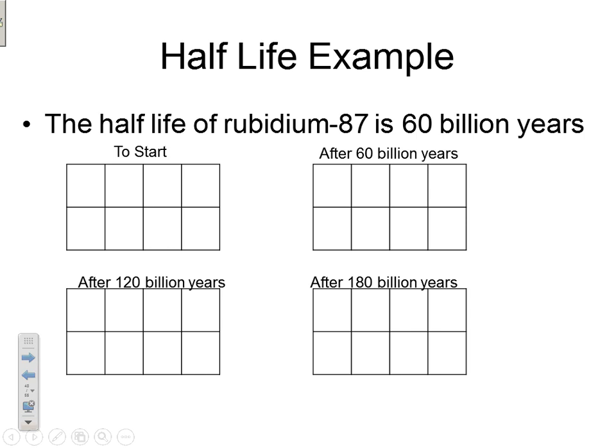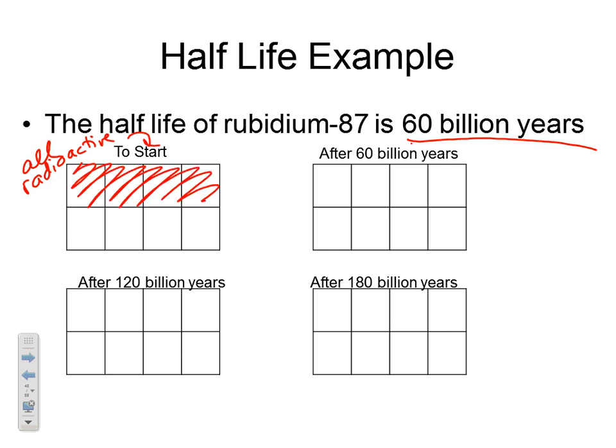So as an example of half-life, the half-life of rubidium-87 is about 60 billion years. Okay, so this is something that you could not wait out, right? 60 billion years. That's really long. You can't just wait that one out. But to start with, if we have a sample of rubidium-87, all of it is going to be radioactive at the beginning. So what I want you to do here is shade in this whole sample, because this is going to be our sample of rubidium-87. To start with, all of it is radioactive.